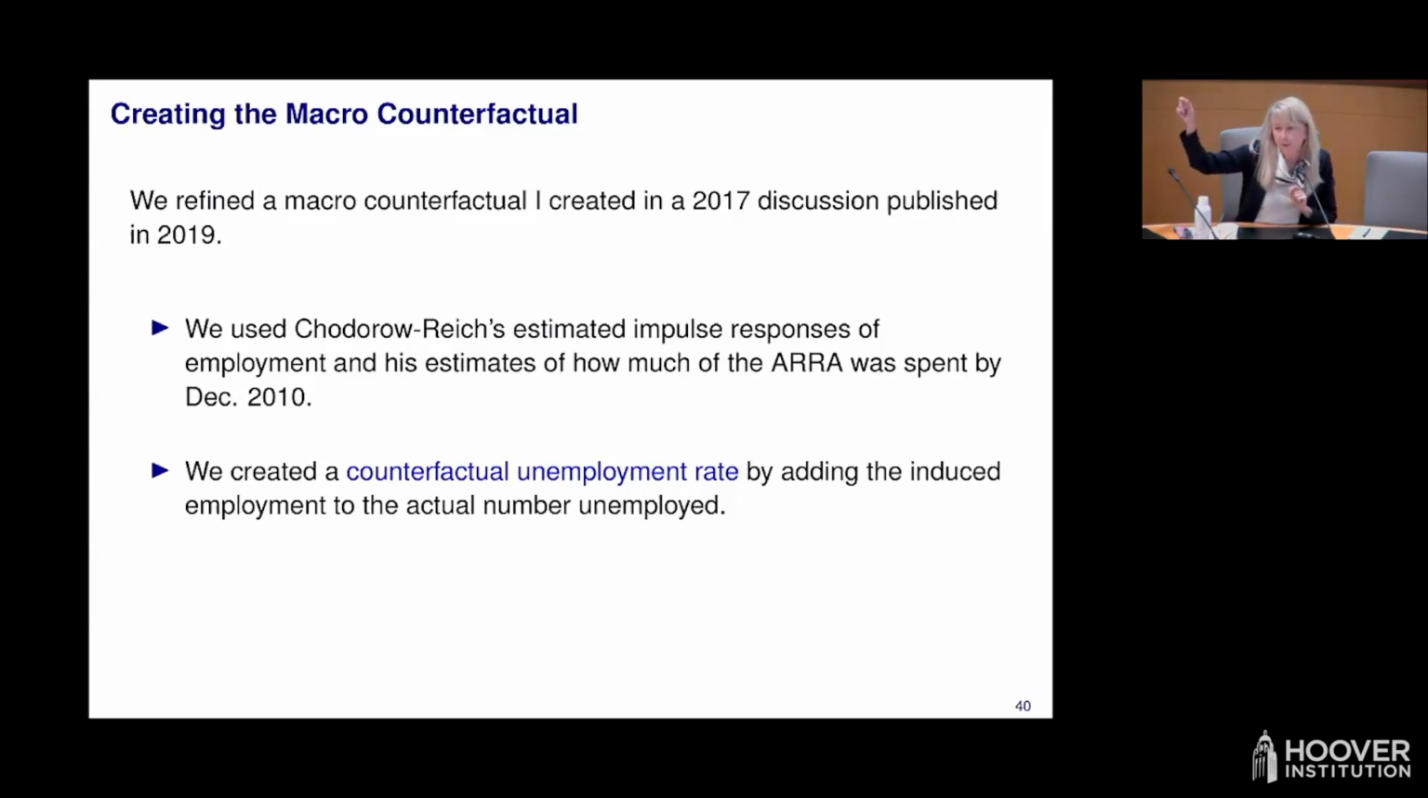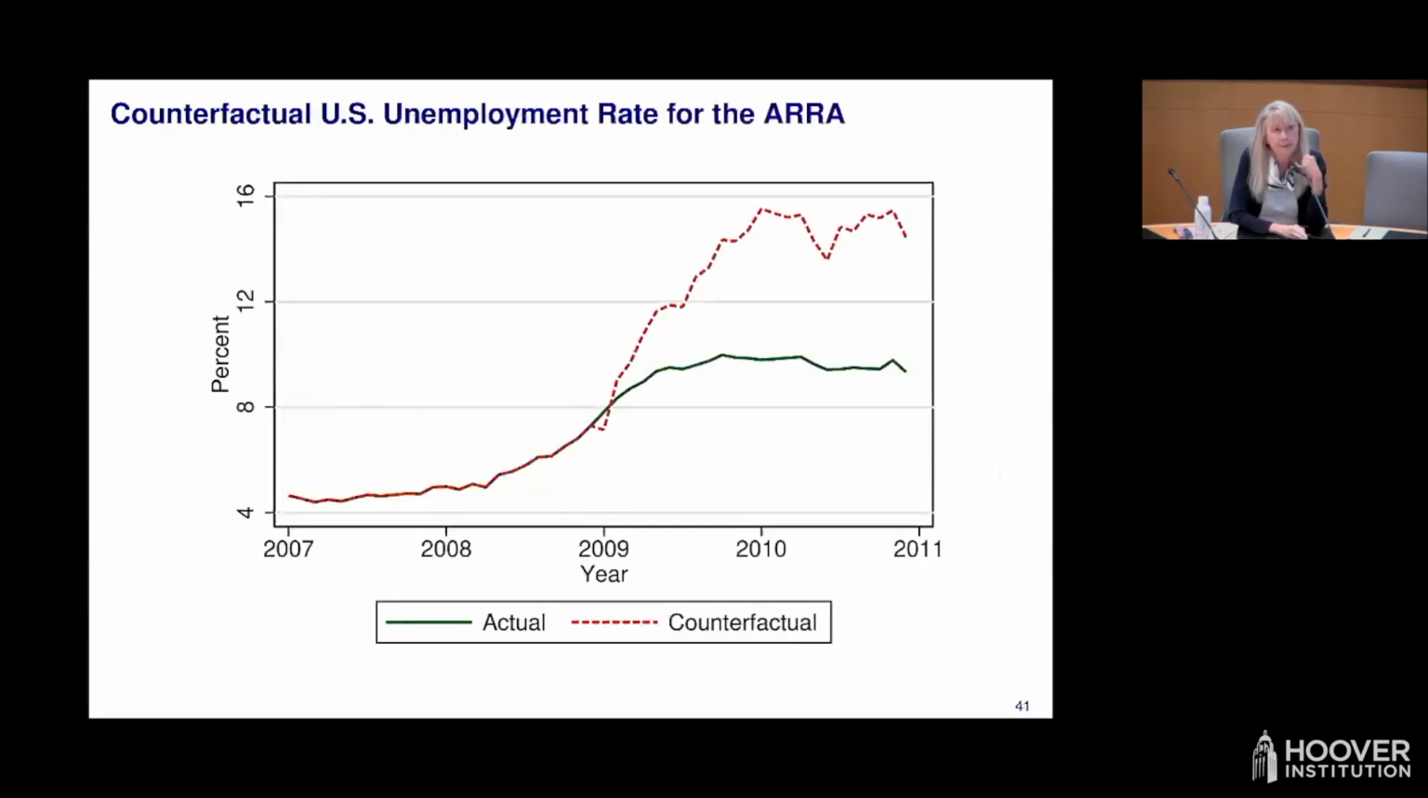Chodorow-Reich's estimated impulse responses of employment using this cross-state variation and his estimates of how much the ARRA was spent by December 2010. The reason that he stops in 2010 and that we do is that there was additional stimulus, which then confounds the effects later. So we're going to look at 2010. We created a counterfactual unemployment rate by adding the induced employment to the actual number unemployed. We're implicitly assuming that there's no change in labor force participation, which I think is a reasonable assumption given how little cyclicality there is in labor force participation. So here's what we get.